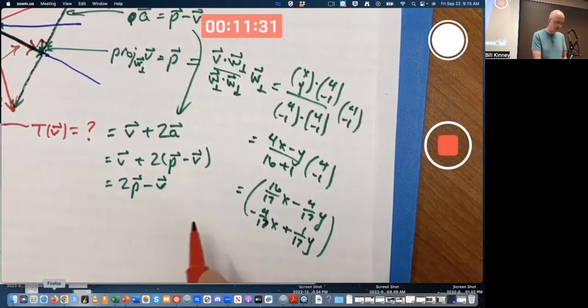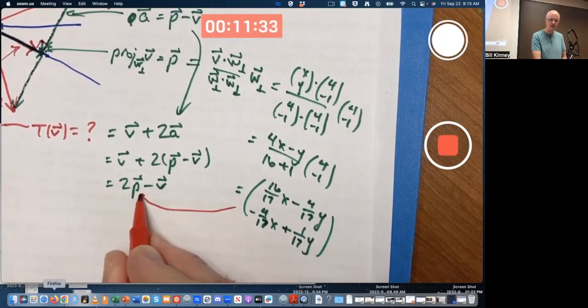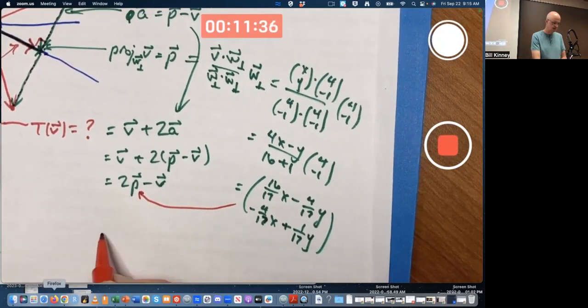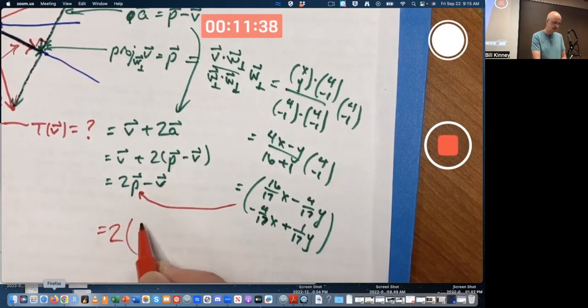Now we can finish the problem. That goes in here. So we get 2 times this vector.